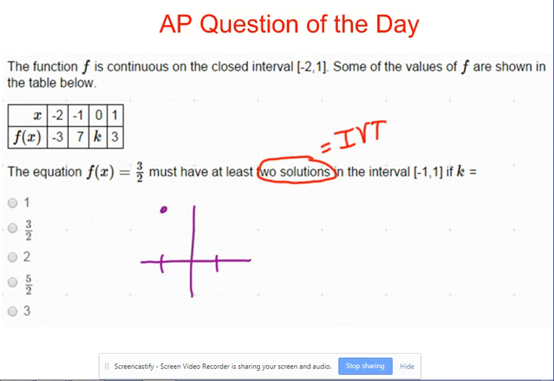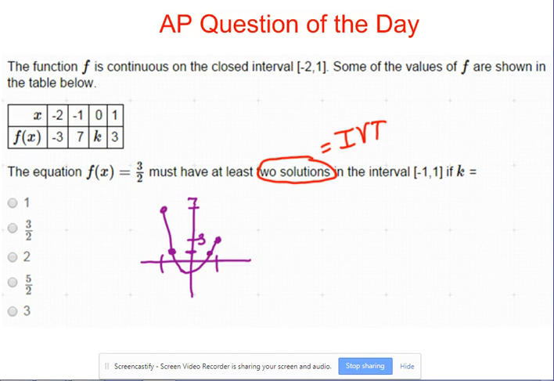At -1, we're at 7. At 1, we're at 3. It says our function equals 3/2. 3/2 is right here, so it has to have at least two solutions. It's got to hit it twice between -1 and 1. If we start at 7 and end at 3, to cross 3/2, we've got to come down, hit 3/2, and then hit it again on the way back up to 3.